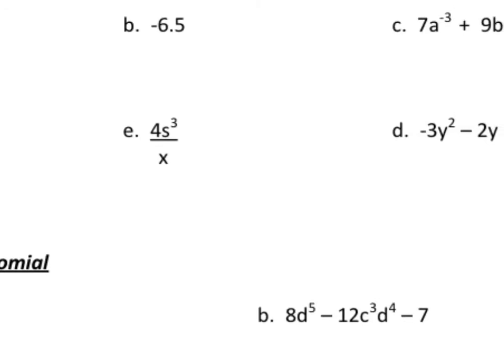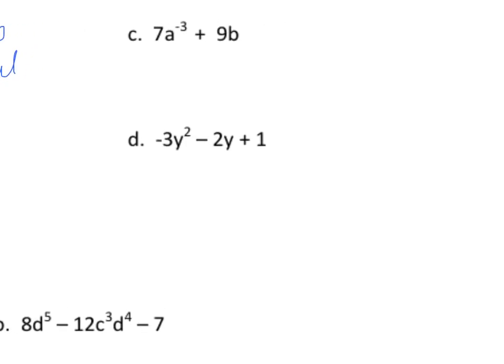B, now there's no letters, but this is still considered a polynomial. But there's only one, so we call it a monomial. So you don't have to have a letter to be a polynomial.